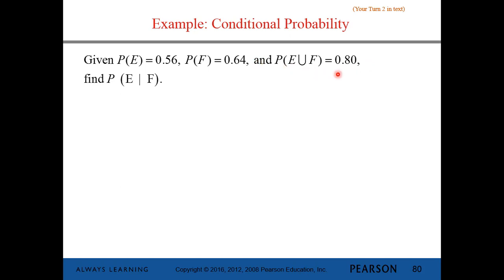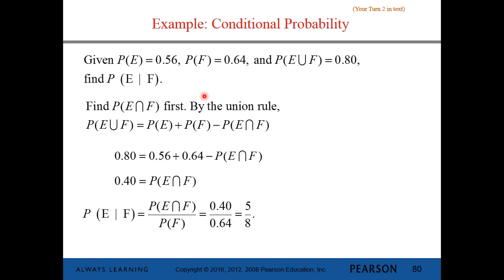So what we're going to do is take this plus this minus this. If we add these, we get 1.2. So 1.2 minus 0.8 is 0.4. So the probability of E and F is 0.4, now divided by the probability of F, which is 0.64. So the answer is 0.4 divided by 0.64, and so we get 5/8. And that's the answer.